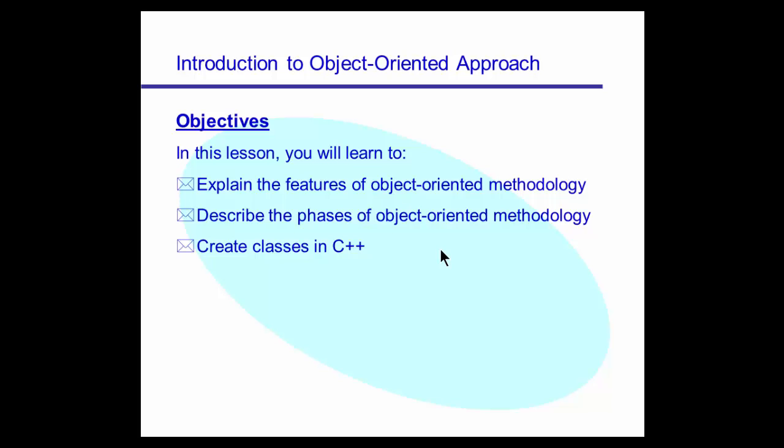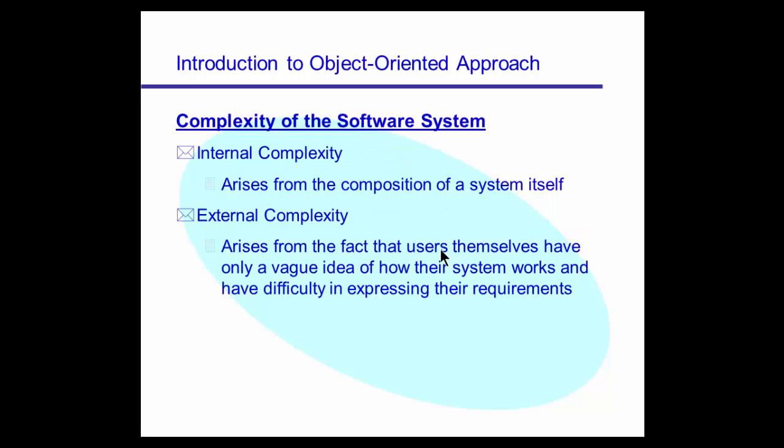Next, move to the next slide. The complexity of a software system. What is meant by complexity? Complexity arises when you are developing software using a particular programming language. It should run with the minimum amount of resources, and whatever task you execute should not use more resources. It should run in a very short time.